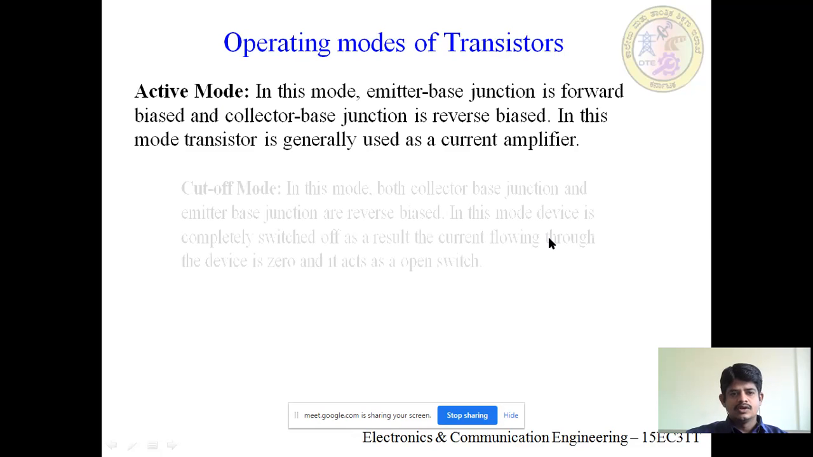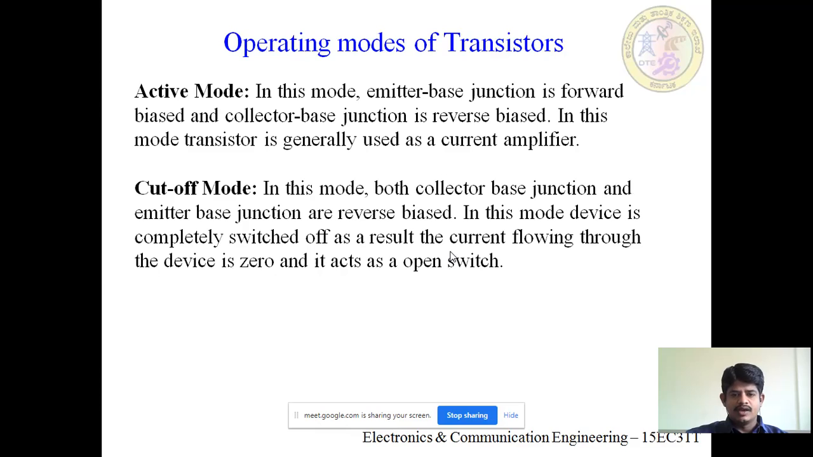Coming to one more type, if I want to use the transistor as a switch, a switch means it should turn on and turn off, or close and open the connection. So we have one more called cutoff mode. In this mode, we can use the transistor as an open switch. What is meant by an open switch? The switch which does not allow any current to flow. That is the meaning of an open switch. We can use the transistor as an open switch by using it in cutoff mode. How can we use the transistor in cutoff mode?